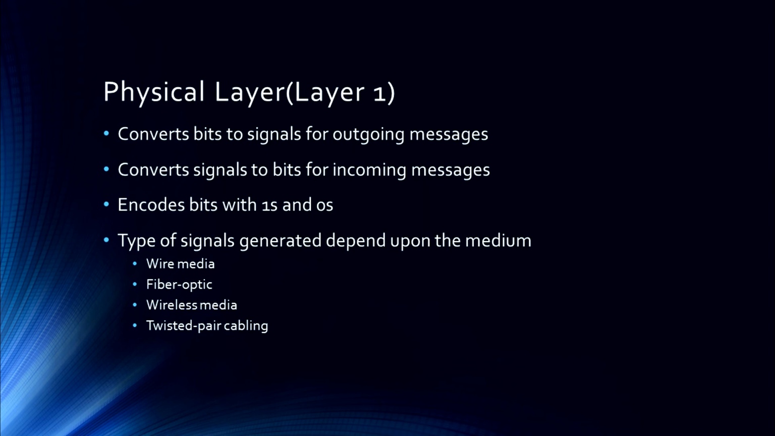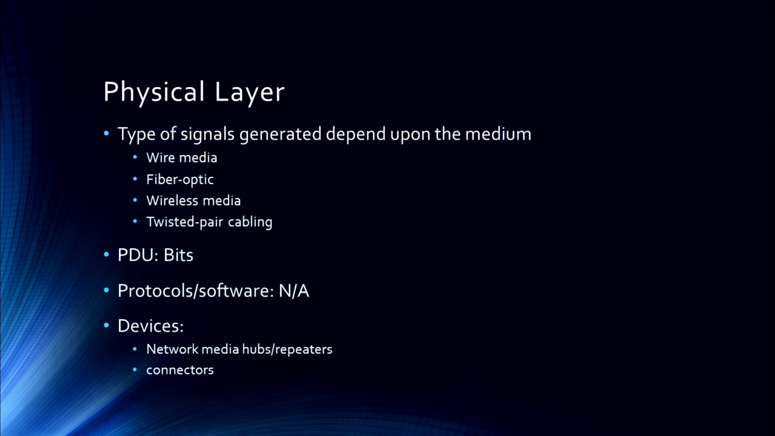The final layer, the physical layer, converts bits to signals for outgoing messages and converts signals to bits for incoming messages. It also encodes bits as ones and zeros. Types of signals generated depend upon the medium, which could be wired media, fiber optic, wireless media, or twisted pair cabling. The physical layer also uses bits as the protocol data unit, and as for devices, it uses network media, hubs or repeaters, and connectors.